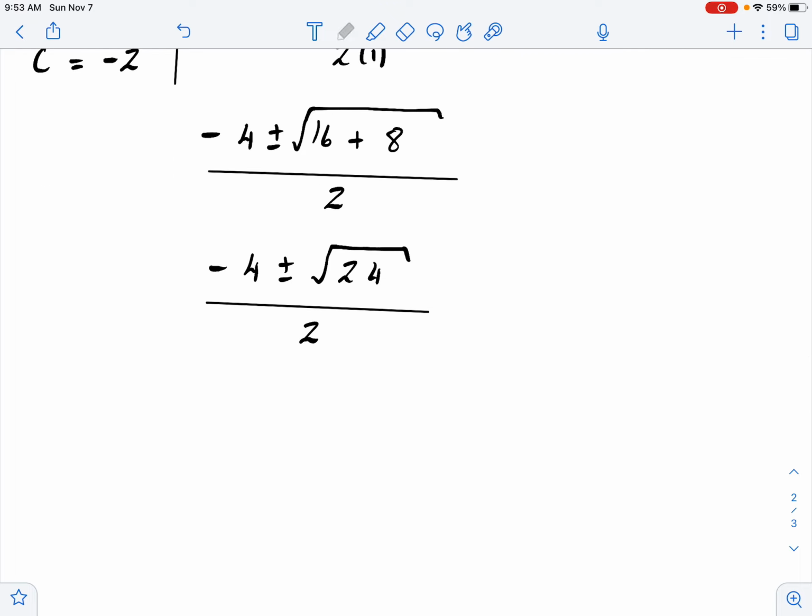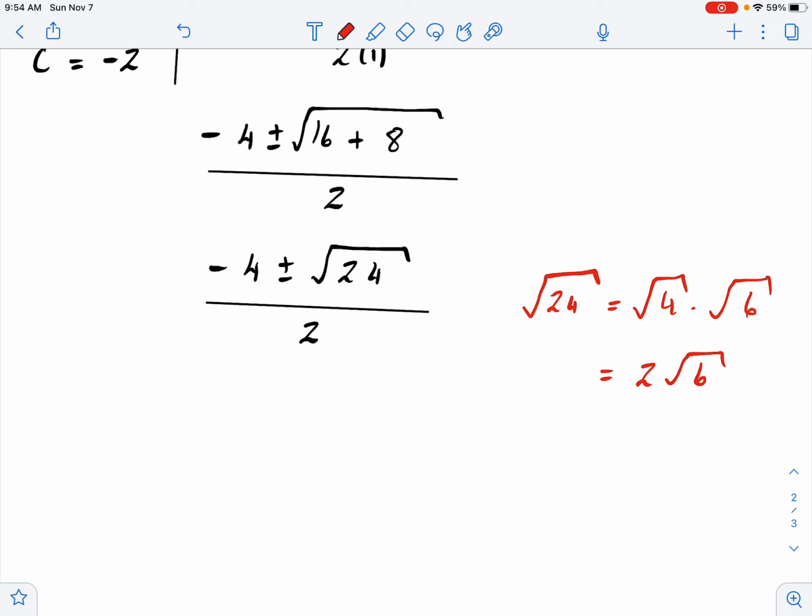Does the square root of 24 simplify? Yes, it does. The square root of 24. Does 24 have any factors that are perfect squares? Yeah, 4, right? So this simplifies as the square root of 4 times the square root of 6, and the square root of 4 is 2, so that's 2 root 6.